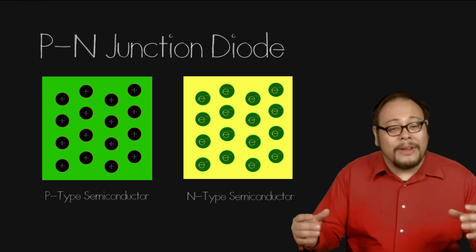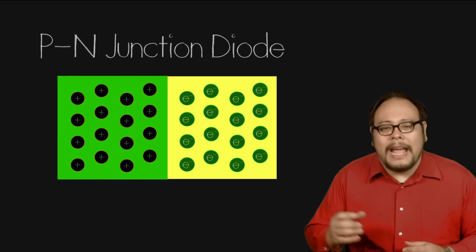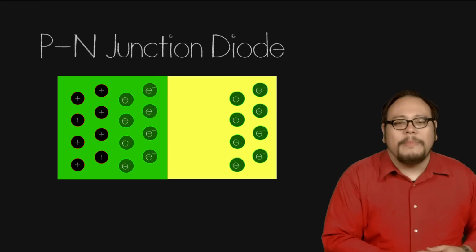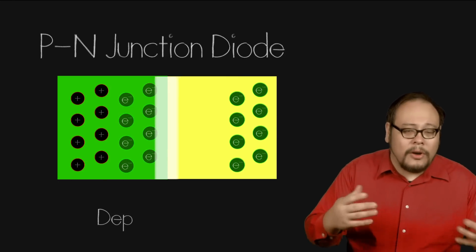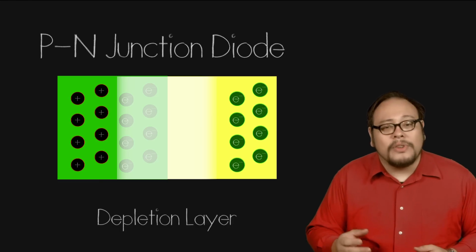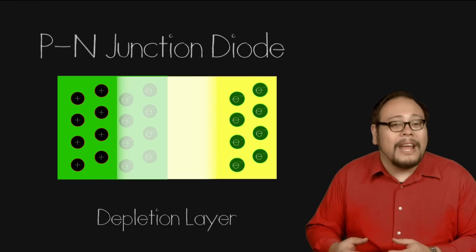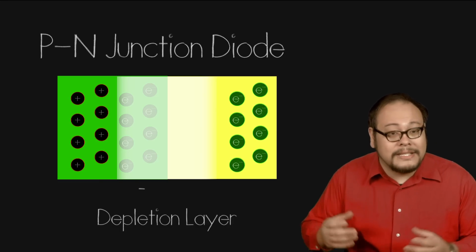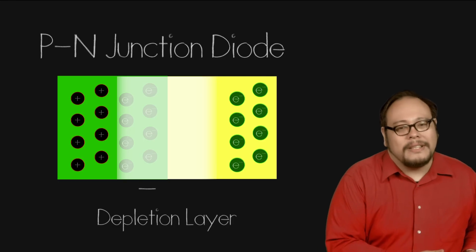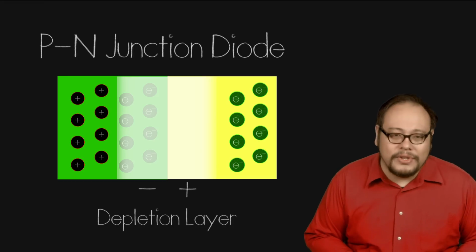But when we bring them together in a PN junction, the extra electrons move from the n-type to fill the holes of the p-type. They result in what's called a depletion layer. The p-type area, now with its holes filled in with electrons, carries a negative charge because it's got extra electrons, while the n-type area, missing its electrons, has a positive charge.